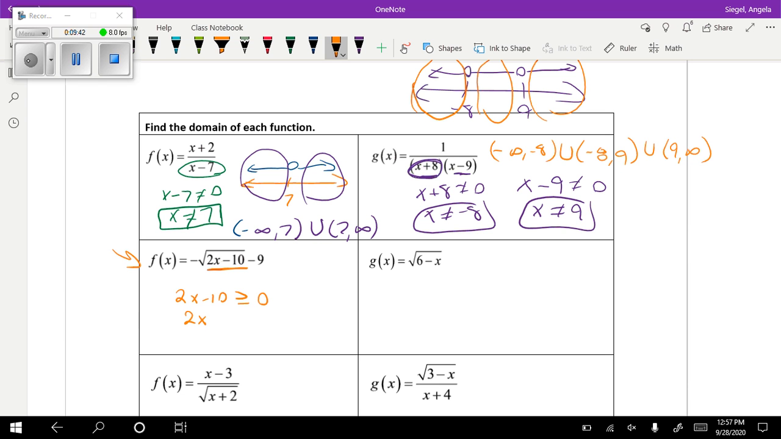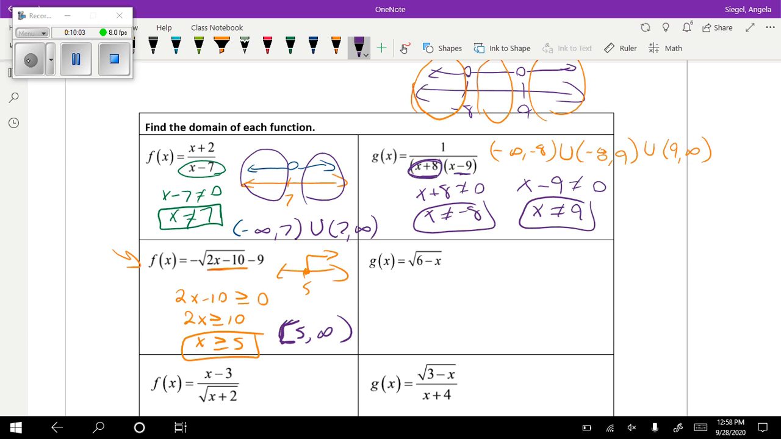So let's see, 2x greater than or equal to 10. X is greater than or equal to 5. Okay, so that's pretty easy. If you need to graph it to get the interval notation, do it. So it's going to be bracket 5 to positive infinity. So it looks like that.